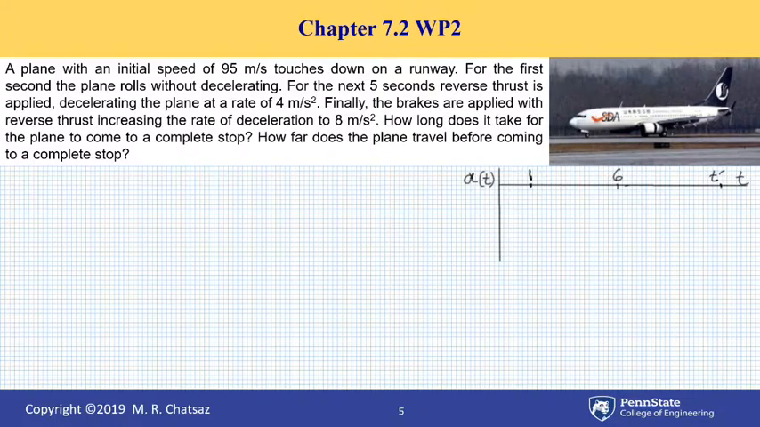And then for the next 5 seconds, reverse thrust is applied, decelerating the plane at a rate of 4 meters per second squared, and then eventually the brakes are applied with reverse thrust increasing the rate of deceleration to 8 meters per second squared.